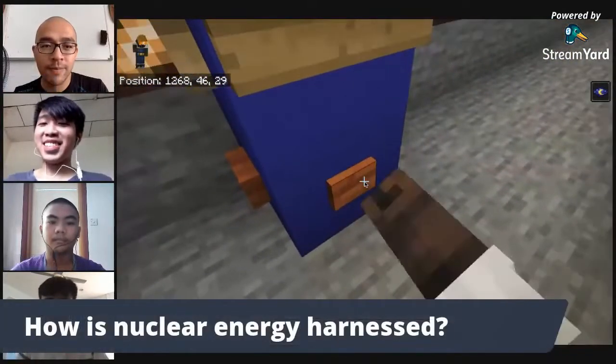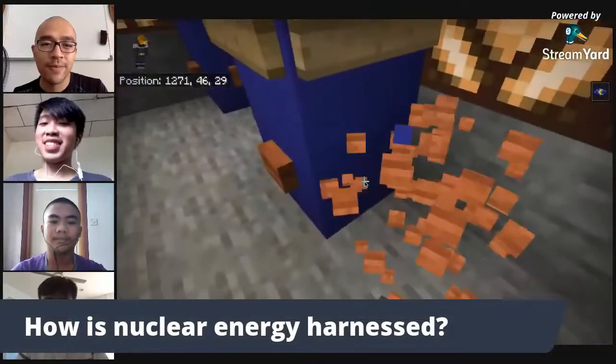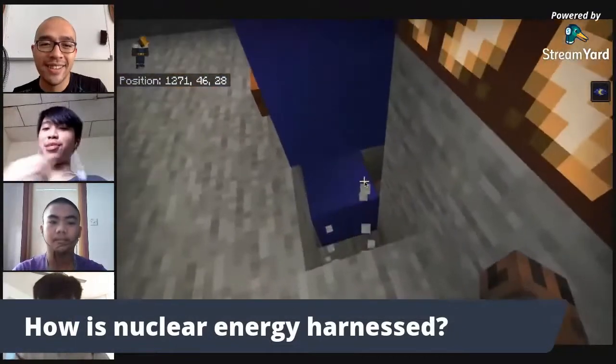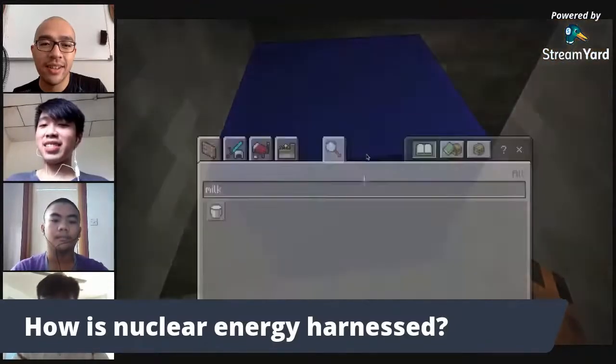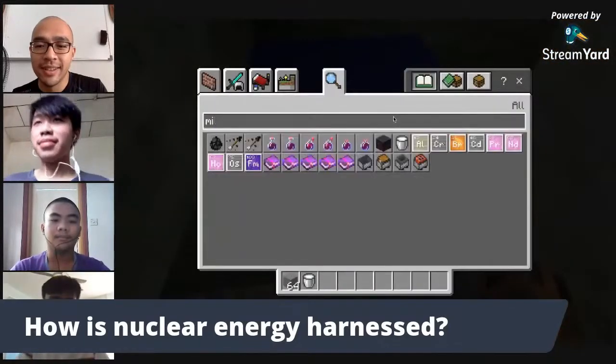Redstone. Oh no, what's this? I think the redstone is broken. Yep. Error. Sorry guys.